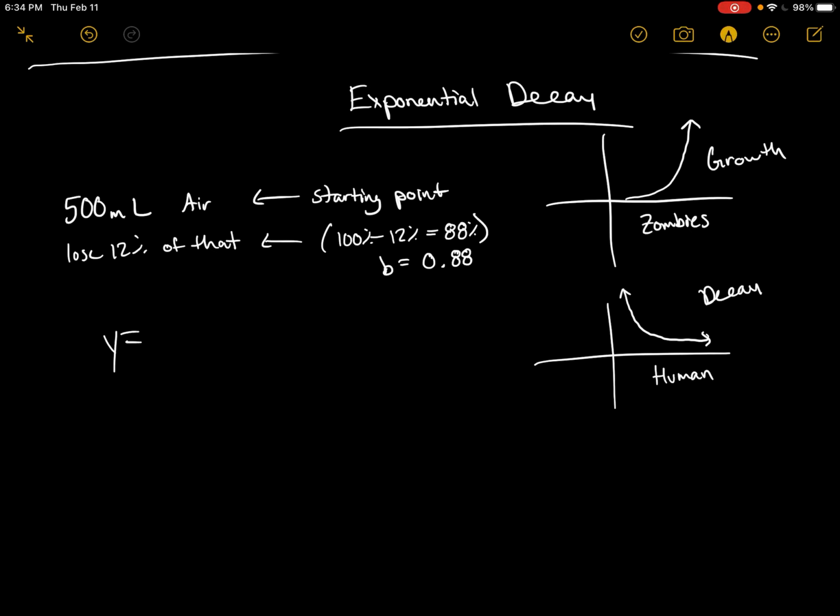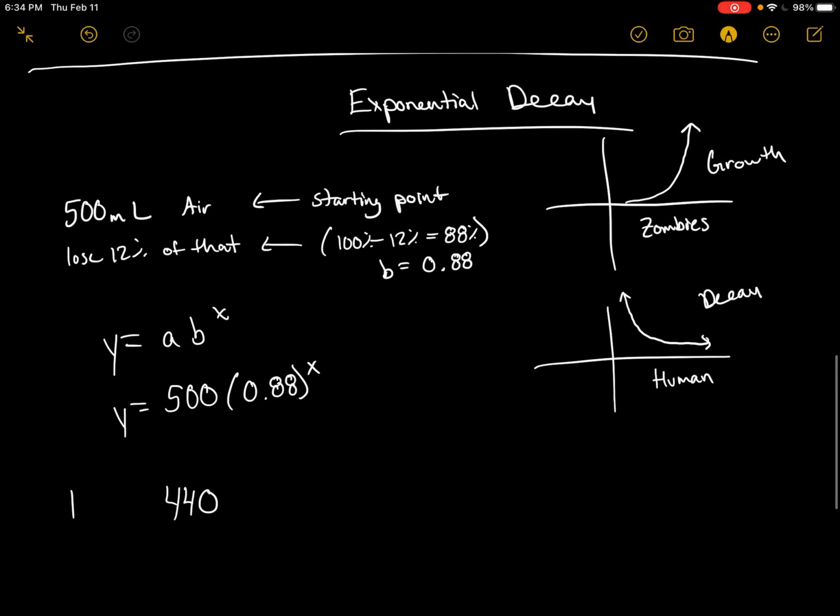So let's try this, and let's see if it makes sense. Y equals A times B to the X. Y equals our starting point of 500 milliliters times 0.88, that's what's left, to the power of however many breaths. So after one breath, we could plug in a value of 1, and we would get 440. That seems reasonable, about 12%. 12% of 500 is 60. So going down by that, to 440, seems to be reasonable after one breath.